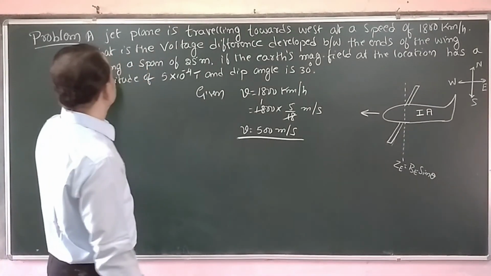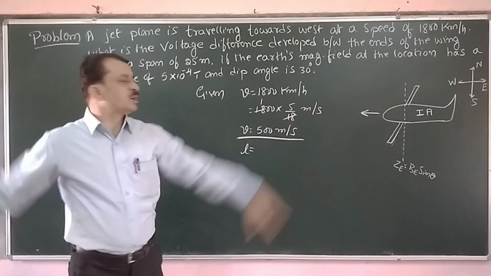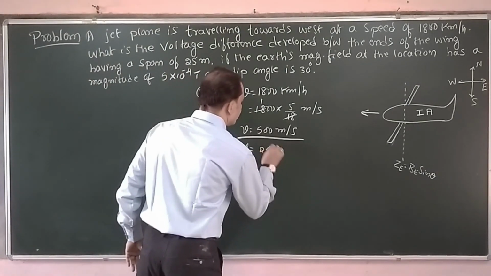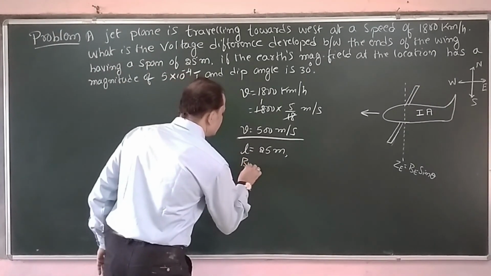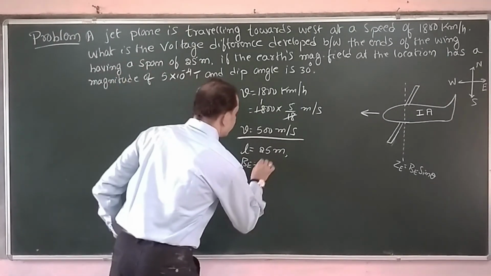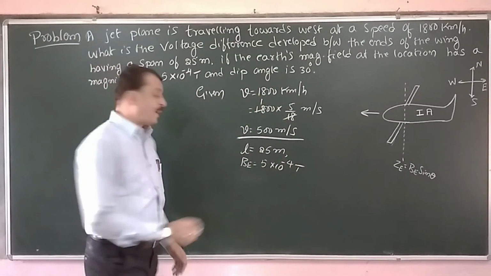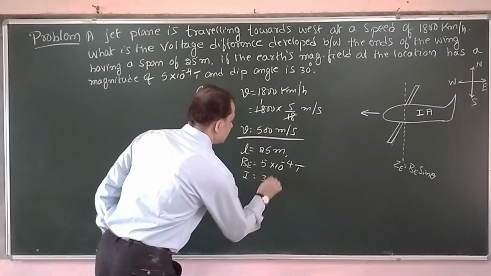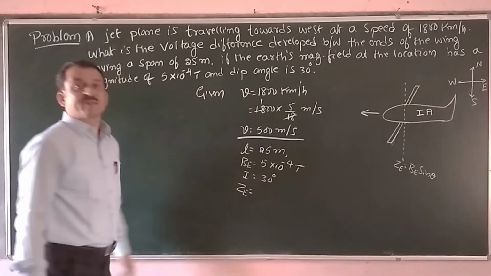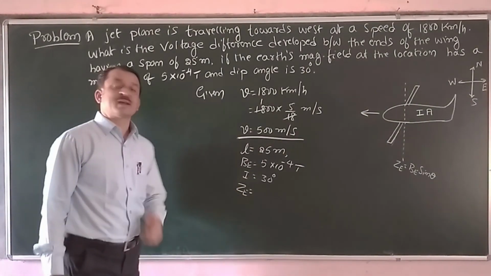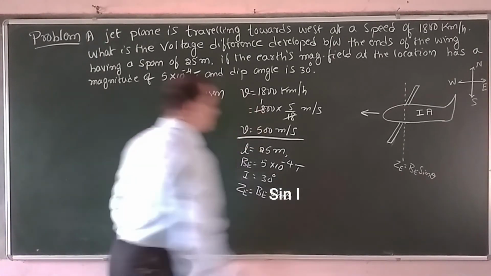Next, the length of the conductor, that is the distance between the two wings, is 25 meter. And the Earth's magnetic field BE is given. It is the Earth's total magnetic field, 5 into 10 to the power minus 4 Tesla. Dip angle I is given 30 degree. First we have to calculate the vertical component of the Earth's magnetic field. The vertical component of the Earth's magnetic field is equal to B into sin theta.